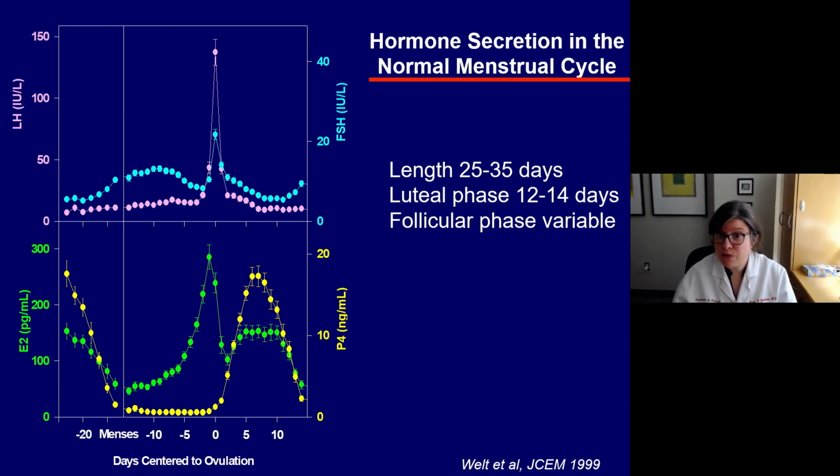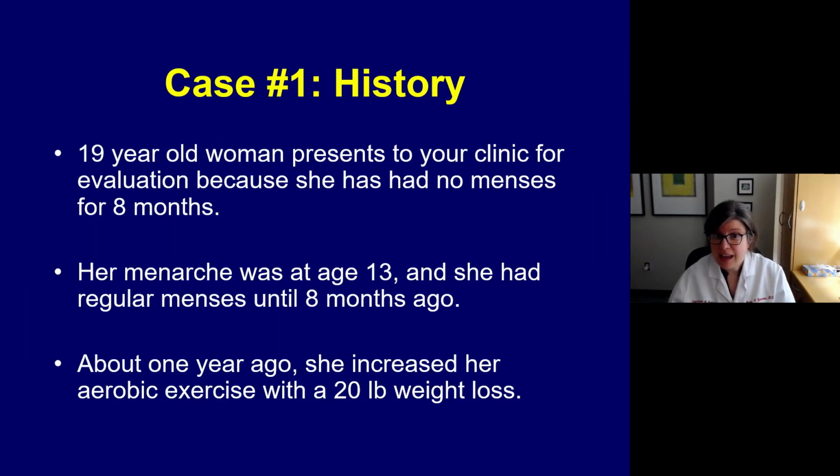So next we're going to move to our first case. This is a 19-year-old woman who presents to your clinic for evaluation because she had no menses for 8 months. Her menarche was at age 13, and she had regular menses until 8 months ago. About 1 year ago, she increased her aerobic exercise and had a 20-pound weight loss.